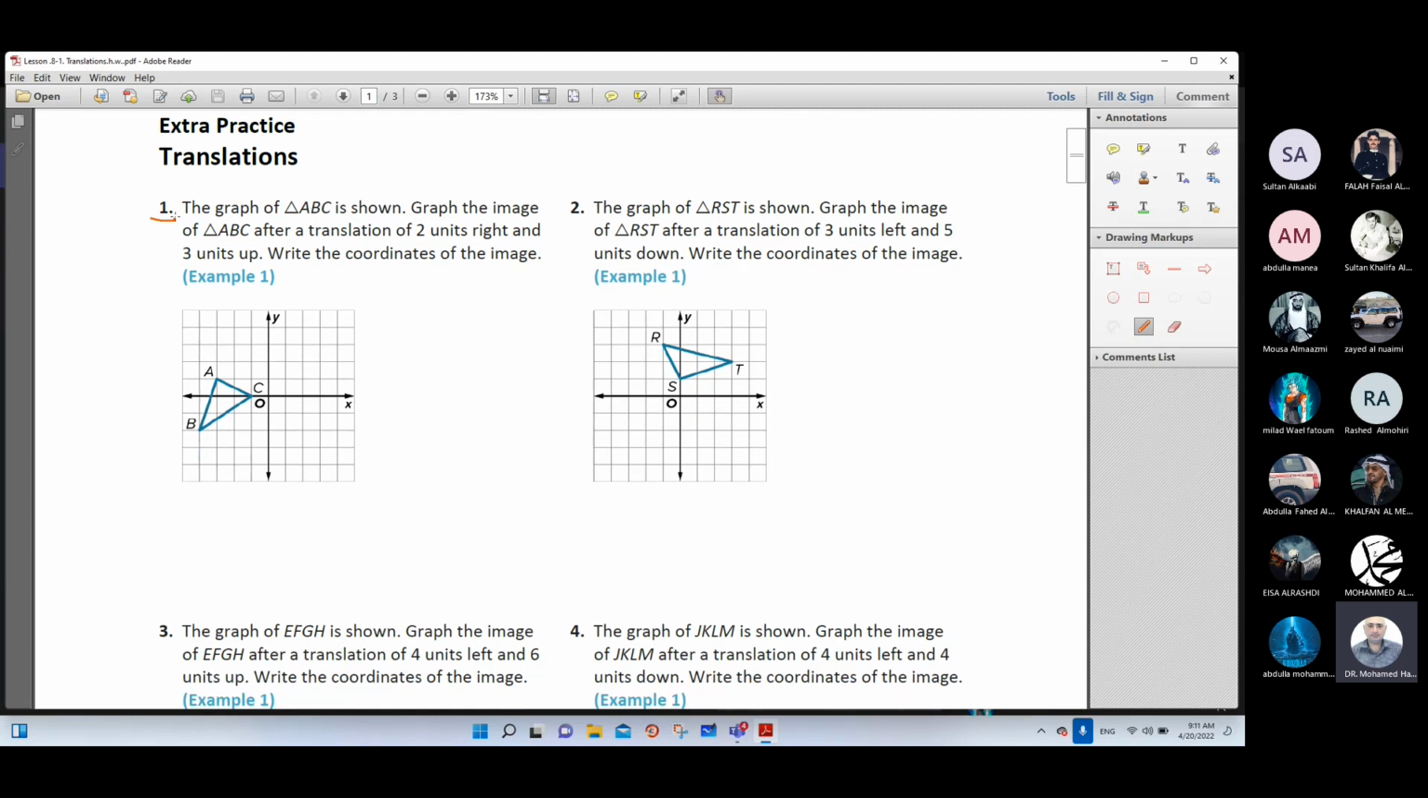Who can read exercise number 1, please? The graph of triangle ABC is shown. Graph the image of ABC after a translation of 2 units right and 3 units up. Okay, thank you. As you see here, we have two units to the right, which means A equals positive 2, and three units up means B equals positive 3.